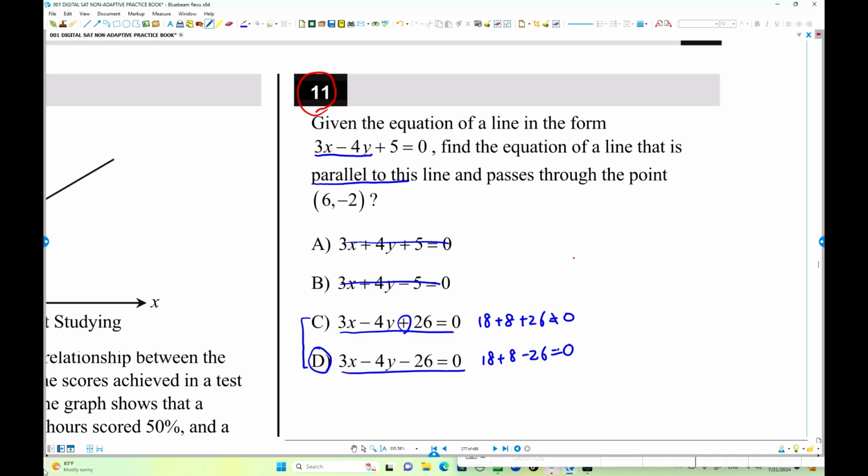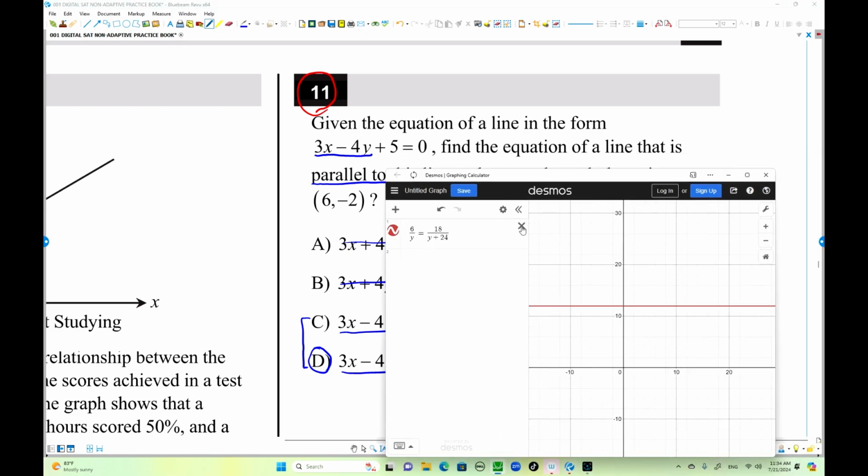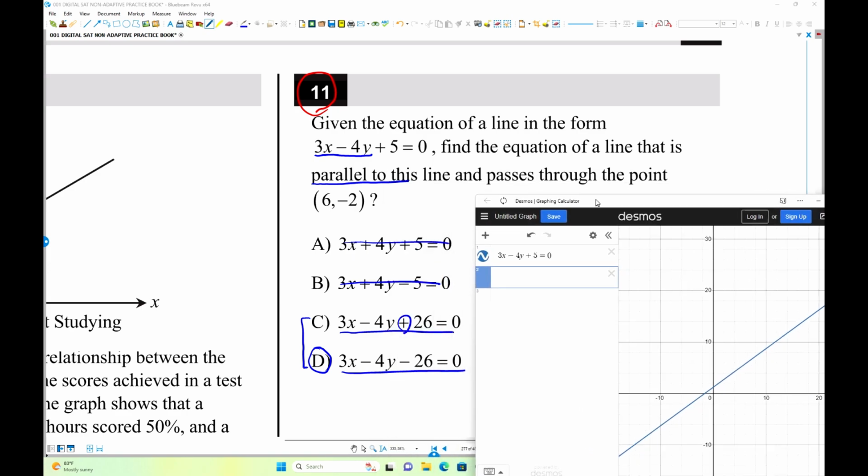This is the algebraic solution. Now we're going to use DESMOS. Here we go. First one, you can type this one. Find the graph of this one. You don't have to express y in terms of x. Just type 3x minus 4y plus 5 equals 0. This is the graph. The next one, write down over here, 3x minus 4y plus 26 equals 0.